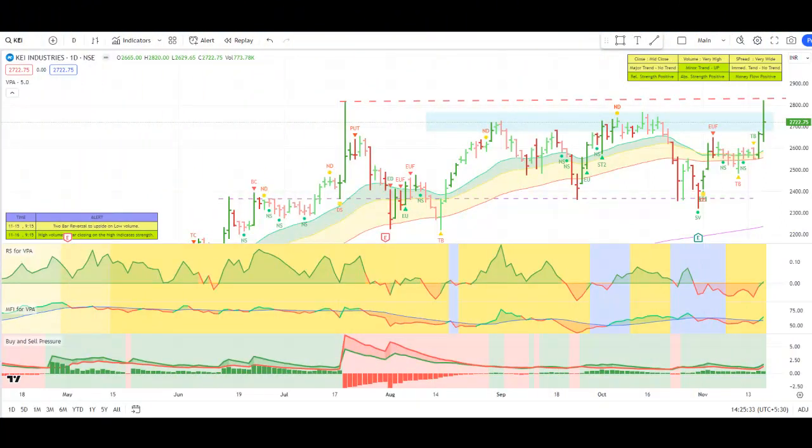Many of you may have noticed that in TradingView, along with the volume indicators, I use three more indicators to support my analysis of the charts, analysis of the volume price action. Now these three indicators: one is the relative strength, the other is the money flow, and the third is the buy and sell pressure indicator. The buy and sell pressure indicator is already available for the public in TradingView. You can search and get that. So in this video, we will look in more detail at the relative strength indicator, which is called the RS for VPA.